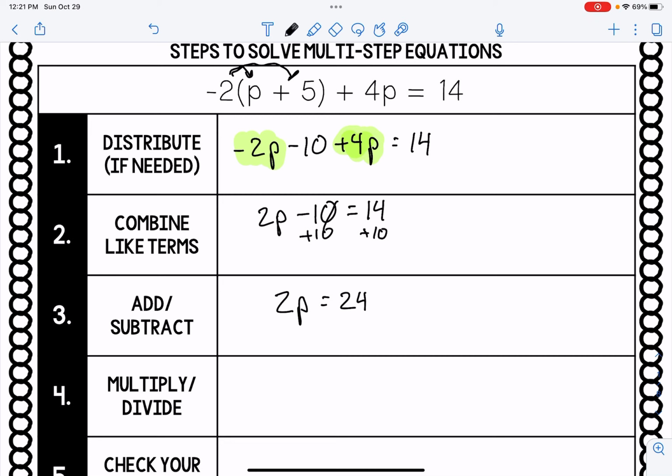And then after our add subtract steps comes multiply divide. So we are going to divide by 2 and divide by 2. I divided because p is being multiplied by 2. We need to do the opposite operation to undo those things. So divide by 2, we have p left over. And 24 divided by 2 is 12. So p equals 12. That was with a variable on one side.